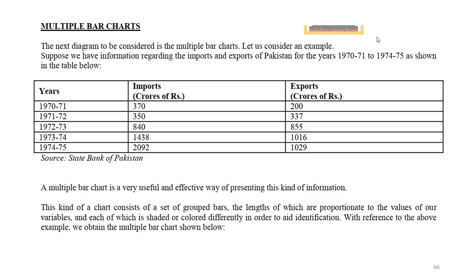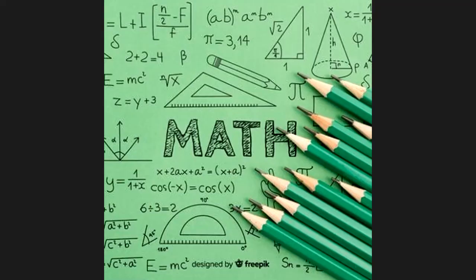One more thing is that a multiple bar chart is a very useful and effective way of presenting this kind of information. This kind of chart consists of a set of grouped bars, the lengths of which are proportionate to the value of our variable, and each of which is shaded or colored differently in order to aid in identification. With reference to the above example, we obtain the multiple bar chart, which is shown below. We are showing now the multiple bar chart.